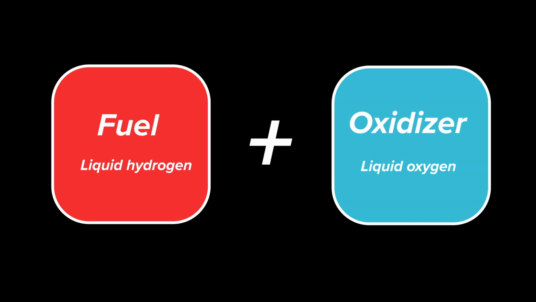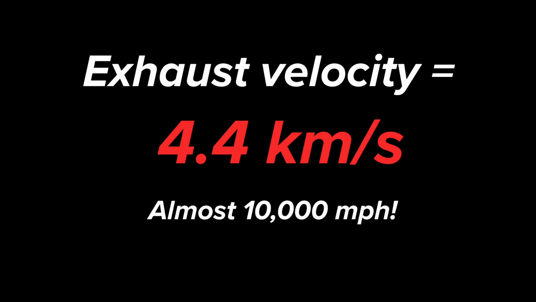The exhaust velocity depends on the combination of fuel and oxidizer that we use, because some combinations are more energetic when they combust than others. For example, one of the most energetic combinations that we know of is a fuel of liquid hydrogen and an oxidizer of liquid oxygen. This combination specifically gives us an exhaust velocity of about 4.4 kilometers per second, which is almost 10,000 miles an hour, so really fast. If we know where we want to go, we know the maximum change in velocity that we need to get there.